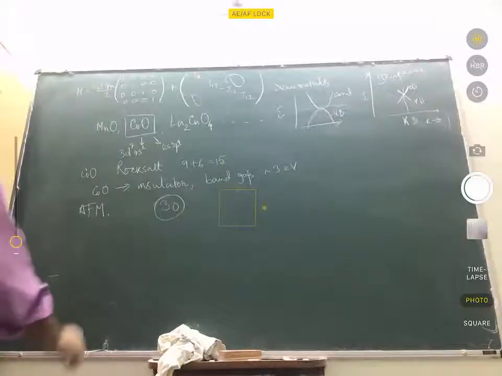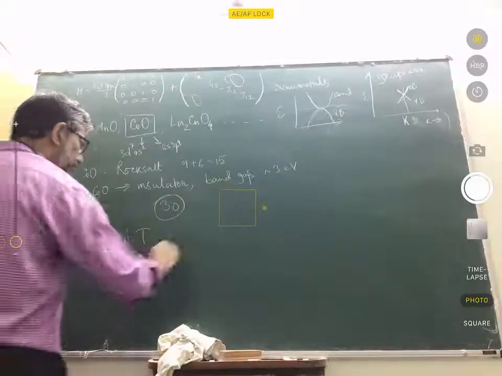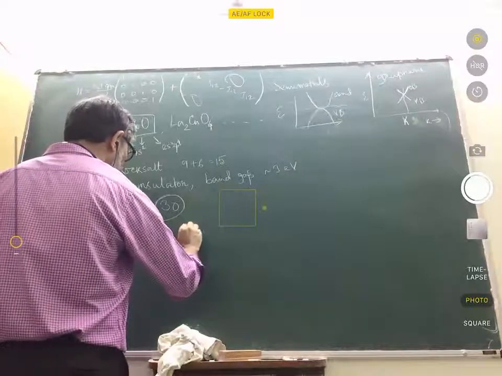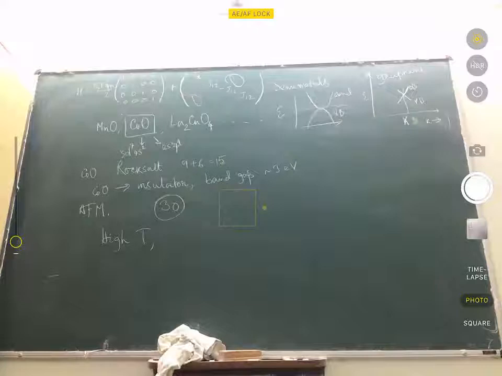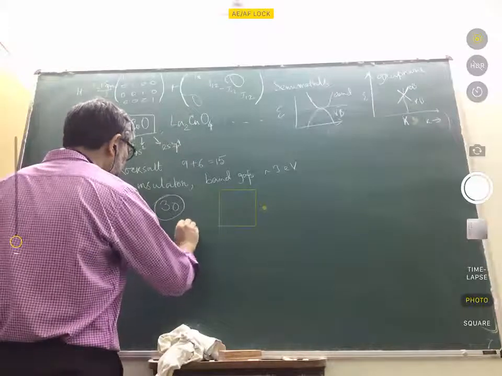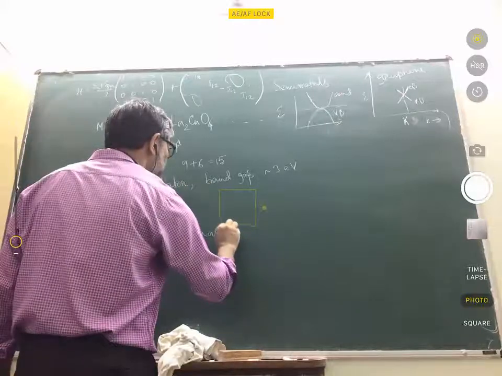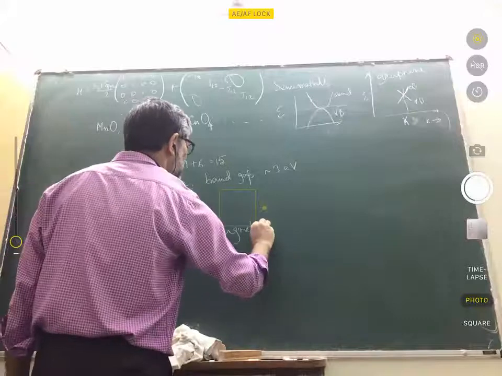Then there is another problem with that. What happens at high temperatures? At high temperatures, antiferromagnetic order goes away. Then you are back to this 1 cobalt, 1 oxygen per unit cell structure. But then cobalt oxide at that temperature should have become a metal, but it doesn't. It remains a robust insulator. So at high temperature, it's paramagnetic. At low temperatures, it's an antiferromagnetic insulator, and at high temperatures, it's a paramagnetic insulator.